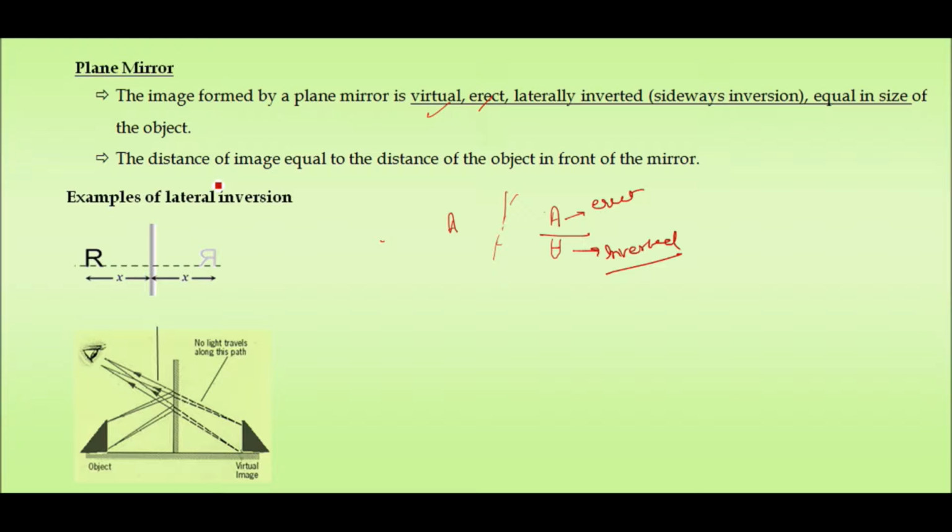So this is the example of lateral inversion. If I place R in front of plane mirror, we will see a sideways inverted R, and the distance of this image is at the equal depth as the distance of object in front of plane mirror. So its second concept is distance of image equal to distance of object in front of the plane mirror.